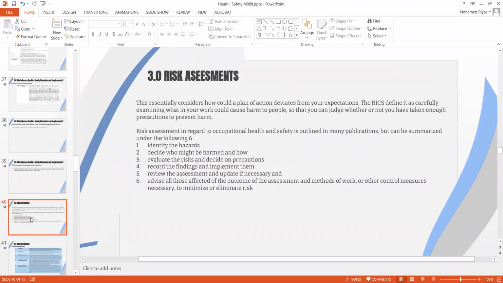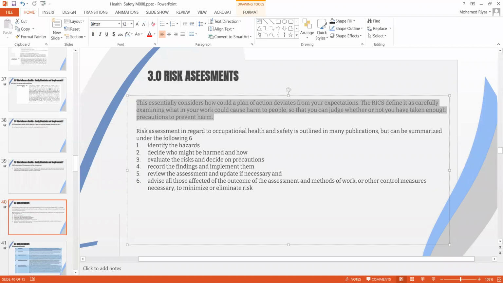Now we're moving into the third category, or we can call it the third area of today's discussion, which is risk assessment. In this chapter, what we're trying to see is how to do a risk assessment, and we will also see how a RICS chartered QS could do auditing when it comes to health and safety standards for any organization.